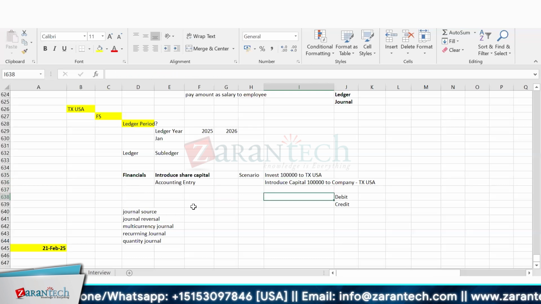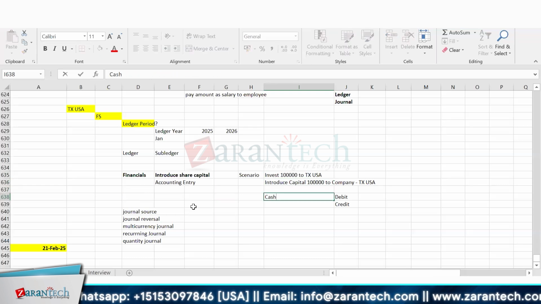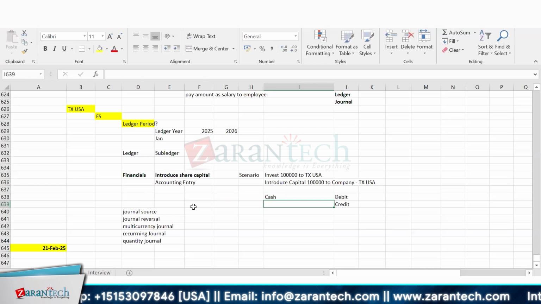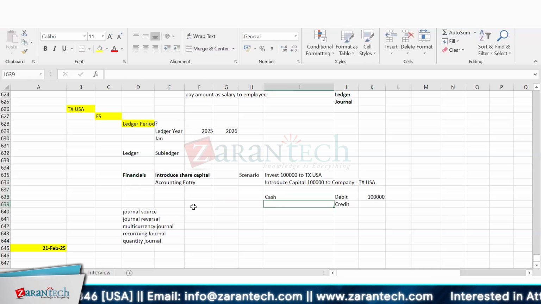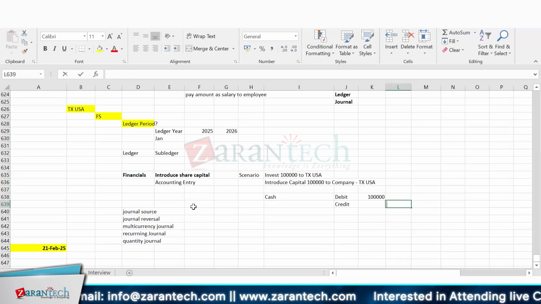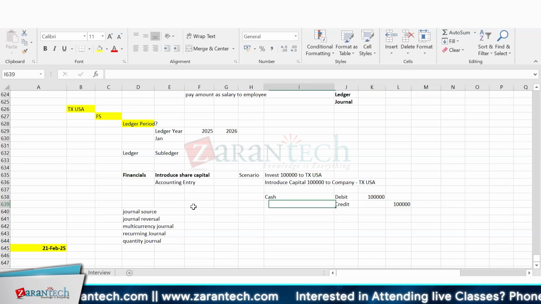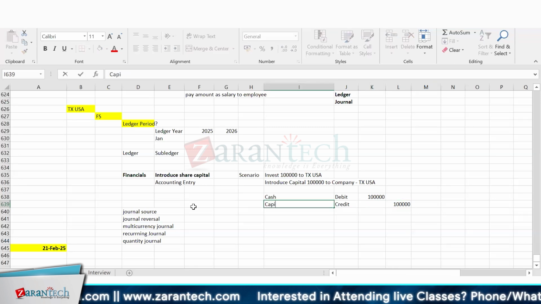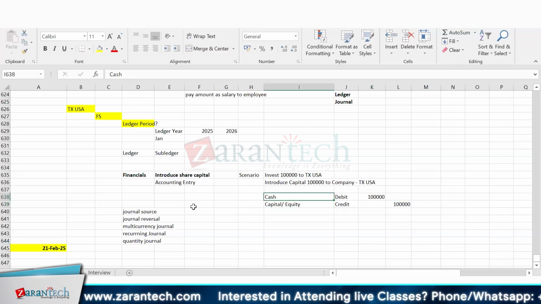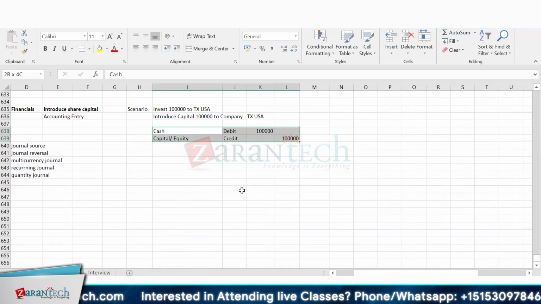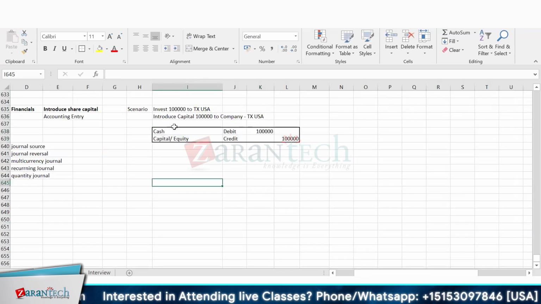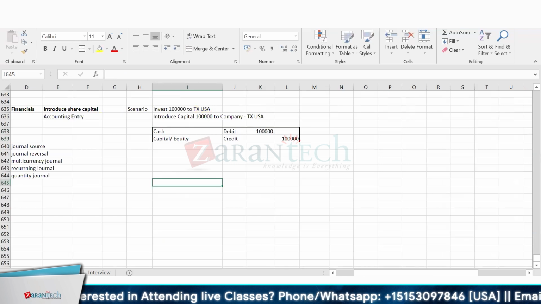For this debit and credit, the introduction or investment is there. From the company perspective, I receive cash, that is debit. And what would be the credit with $100,000? Same amount, yes, but what will the account head be? Capital. Capital, yes, share capital or equity. So this is my accounting entry for the first time if you start your business. Let's have this accounting entry in my system now.